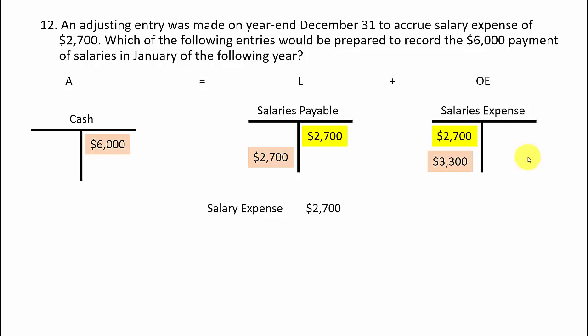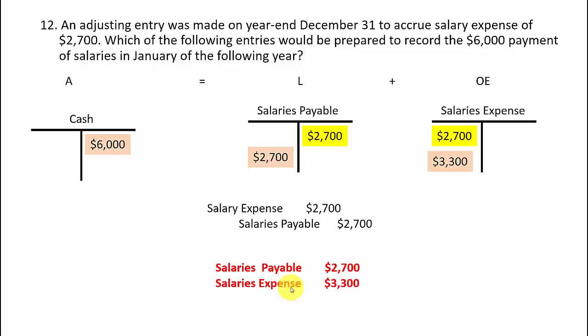Here it is in a journal form. We debit salary expense for $2,700. We credit salaries payable. That was done as of the end of last year, 12/31. Now the new entry in the new year for the first payroll check in January will be debit salaries payable $2,700, debit salary expense $3,300, and credit cash for $6,000. And this is the entry that we're going to make in the new year. That's the accrued entry we made at the end of last year.